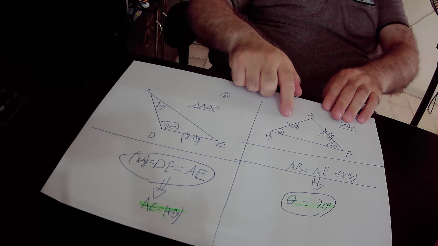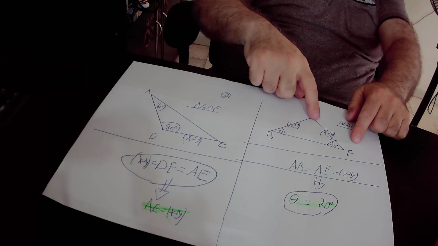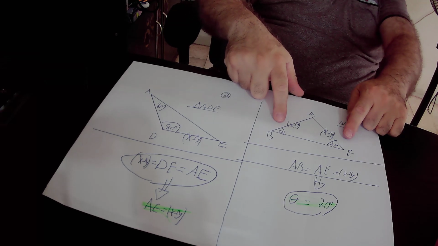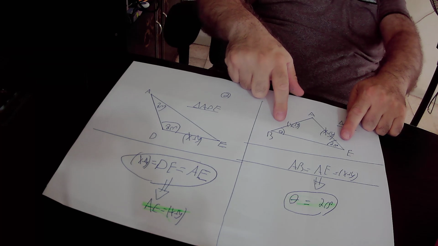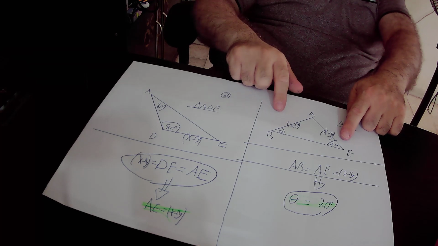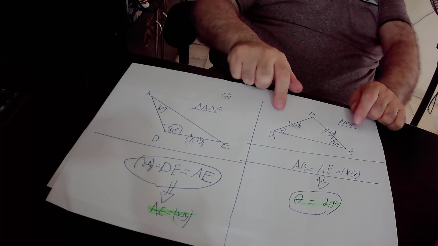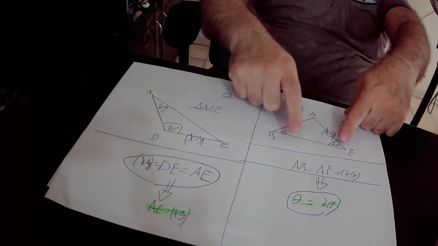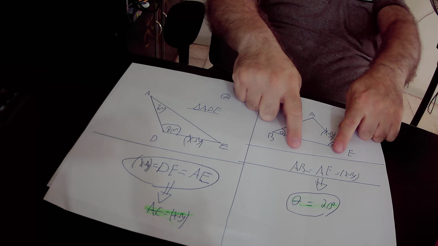We have just found out that side AB also equals X plus Y. This angle equals theta, according to what is given in the question, and this angle equals 20 degrees, according to what we already found out. So those two sides are both equal to X plus Y, therefore they are equal to each other. Okay, AB equals AE.